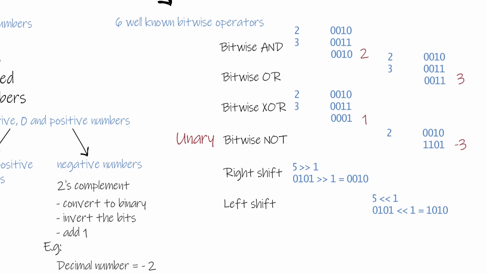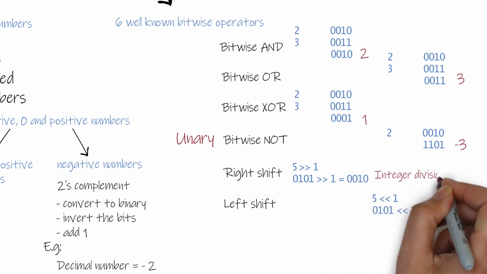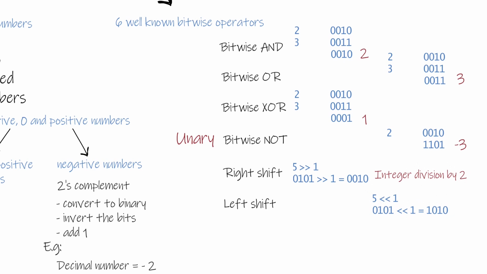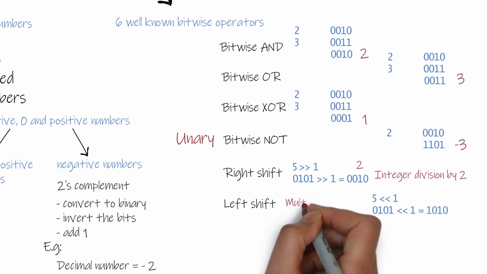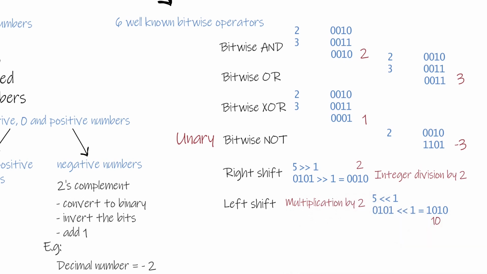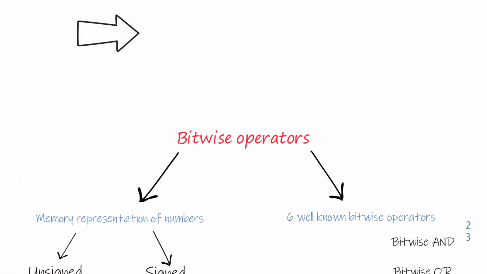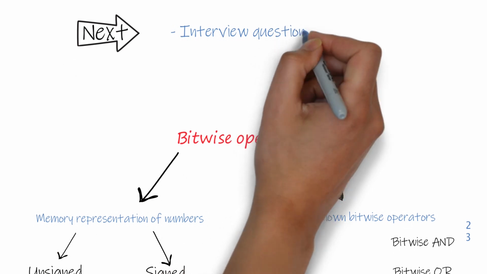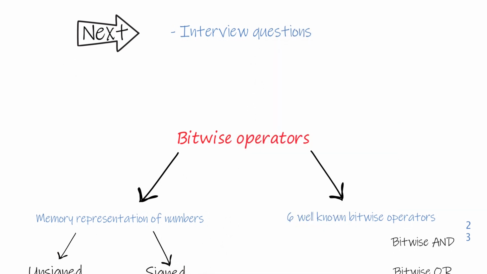If you look carefully, you will realize that shifting to right by every bit is equivalent to integer division by 2. This is why we get 0010, which is equal to decimal number 2 when we apply right shift to 5. On the other hand, shifting to left by every bit is equivalent to multiplication by 2, and we get 10 when we apply left shift on 5. In this video, we covered all the concepts related to bitwise operators. In the next few videos, we will discuss some interview questions related to bitwise operators.